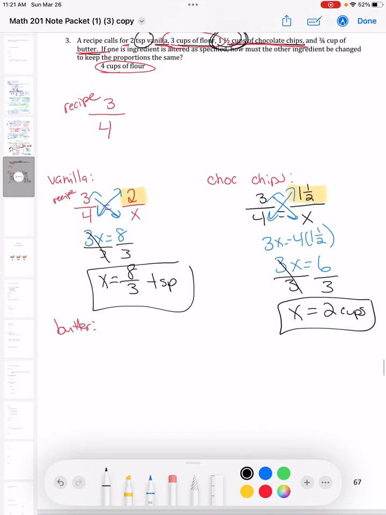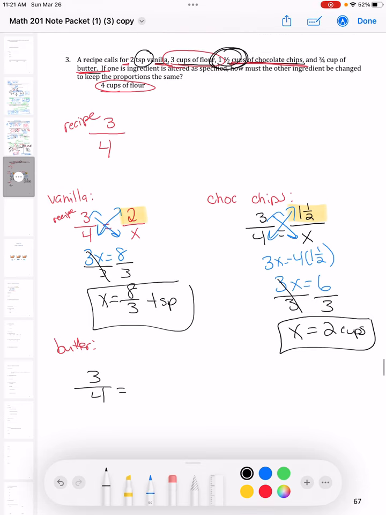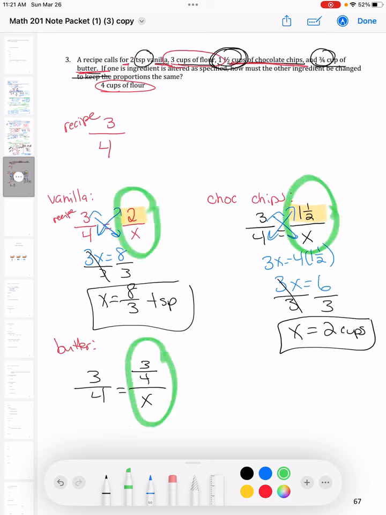And last, I'll have the butter, again that 3/4. This one kind of gets people because it uses a 3/4 again. 3/4 cups of butter, that was in the recipe. So remember, the recipe is just the top part, the numerator of our ratio. So that 3/4 just goes on the top. Notice, I know I said it before, but I'll point out again, every one of these ratios has the same pattern, a number on top and an x on bottom.